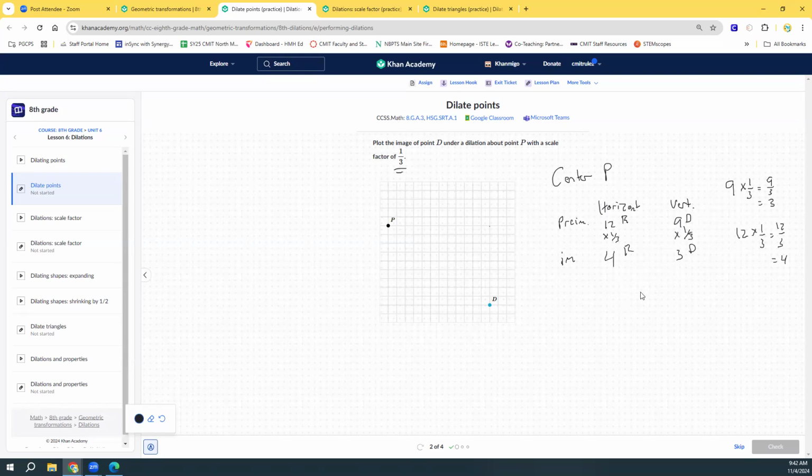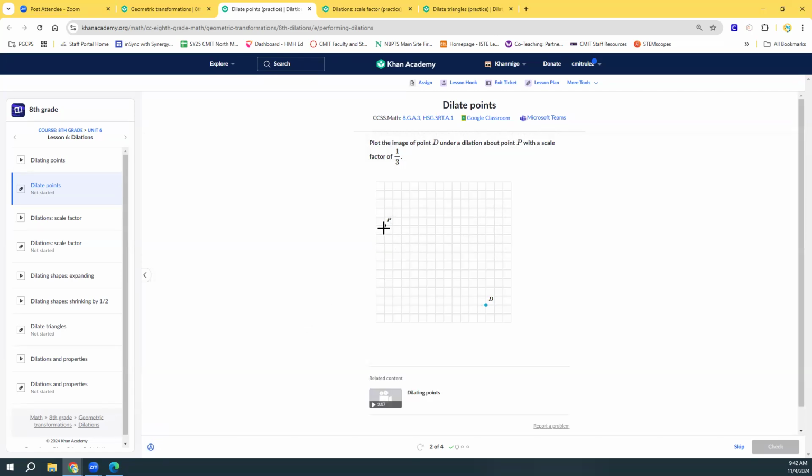So I'm going to start from the center, and I'm going to go 4 to the right, 1, 2, 3, 4, and I'm going to go 3 down, 1, 2, 3. And so this is where my point D prime would go. Ta-da! Okay, so let's write down the success criteria for that, since I know I just did a lot.